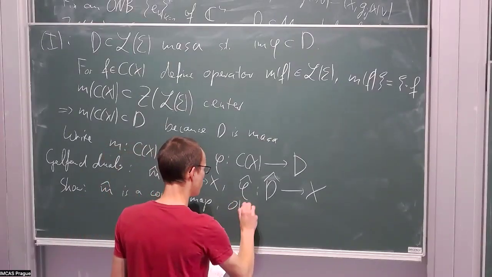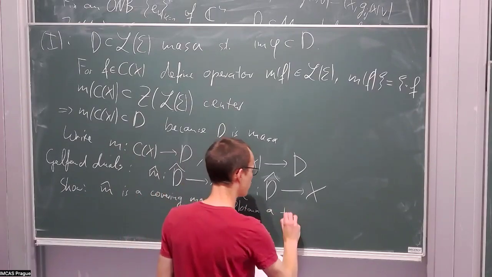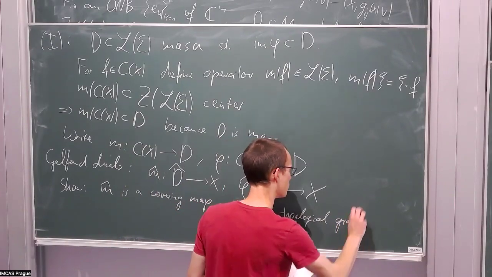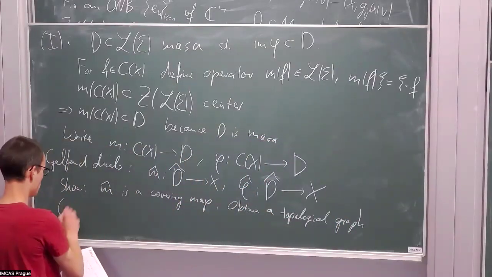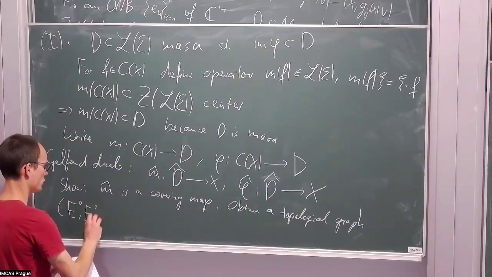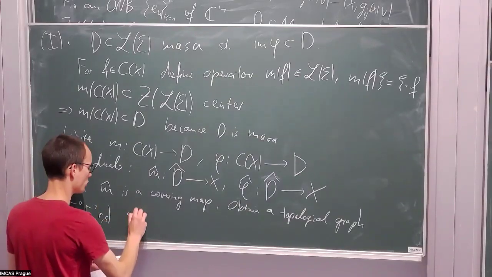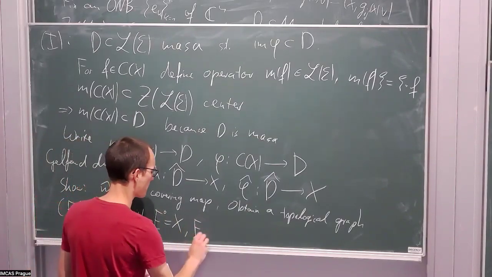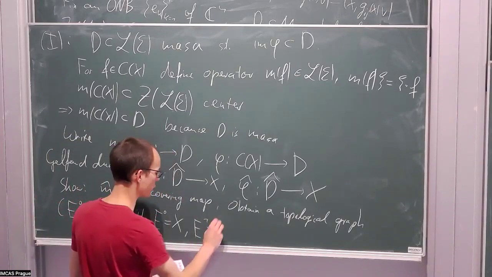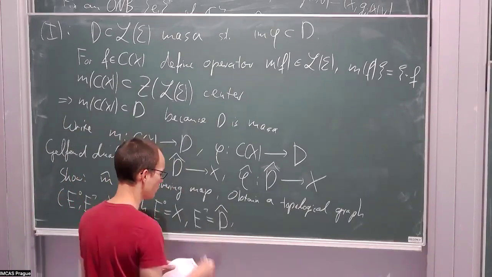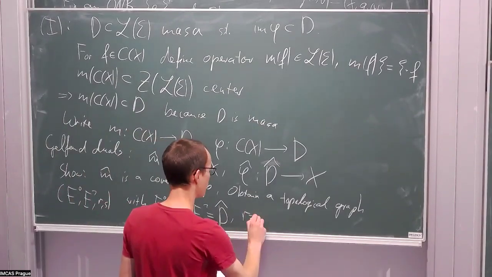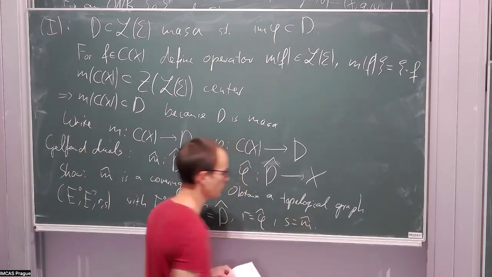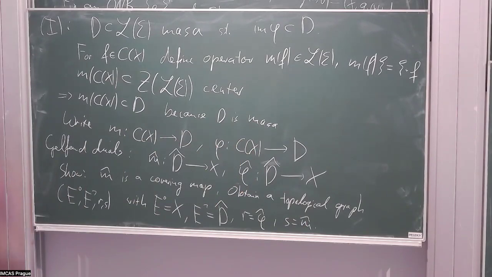And we obtain a topological graph E0, E1, R and S, where E0 is X, and E1 is the Gelfand spectrum of D. The range map is the Gelfand dual of phi, and the source map is the Gelfand dual of M. This defines a topological graph.